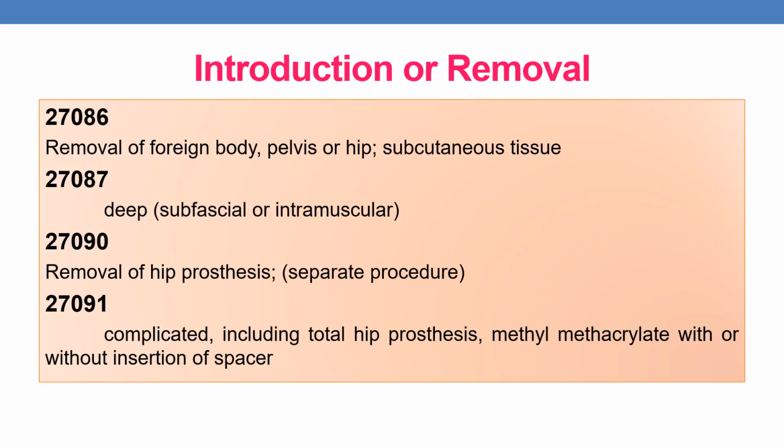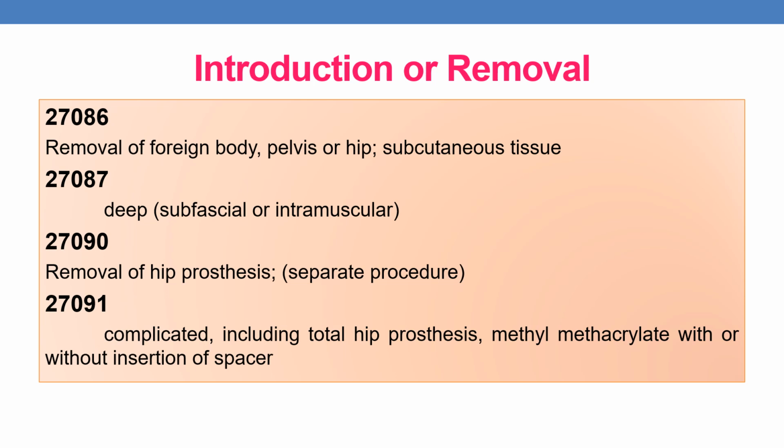The next section is introduction or removal. The first CPT is 27086. It deals with removal of foreign body, pelvis or hip, subcutaneous tissue. The next is 27087. It deals with removal of foreign body, pelvis or hip, deep, that is subfascial or intramuscular.